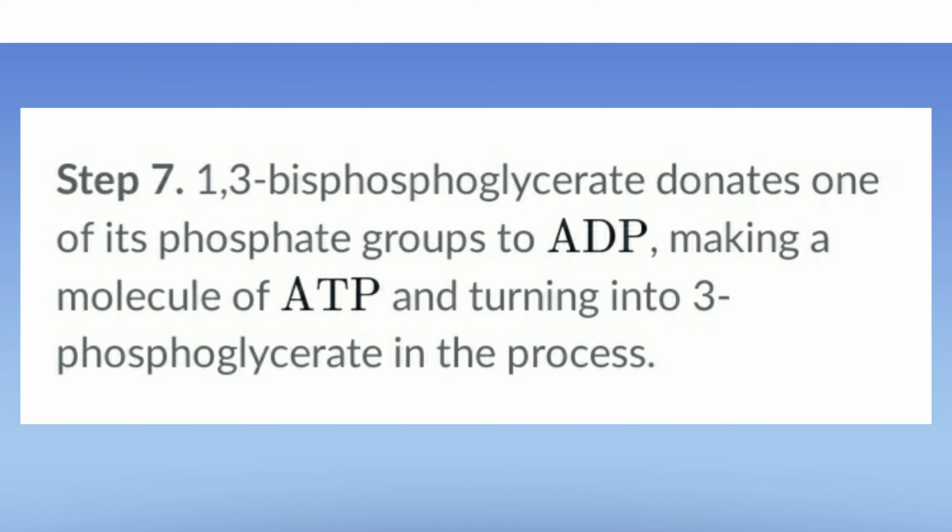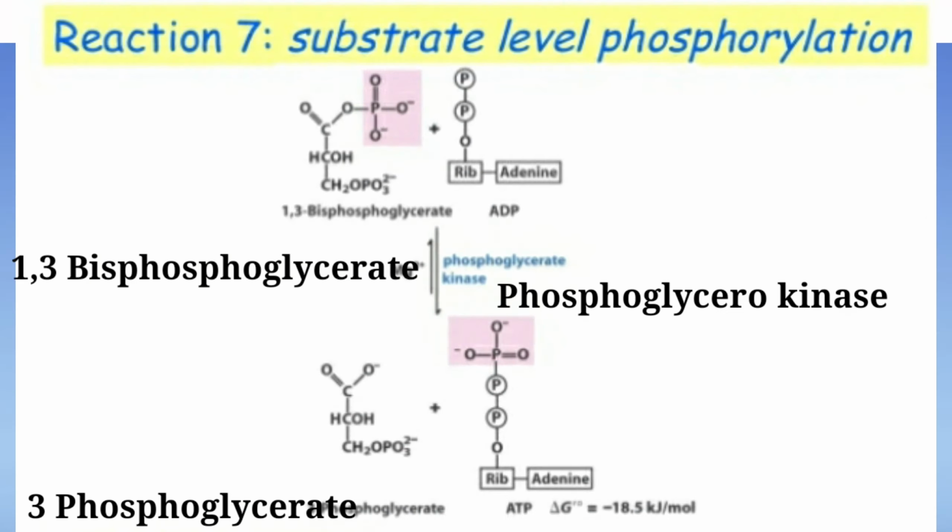1,3-biphosphoglycerate donates one of its phosphate groups to ADP, making a molecule of ATP and turning into 3-phosphoglycerate in the process. 1,3-biphosphoglycerate with the ADP is converted into 3-phosphoglycerate with the help of an enzyme phosphoglycerokinase and production of ATP.